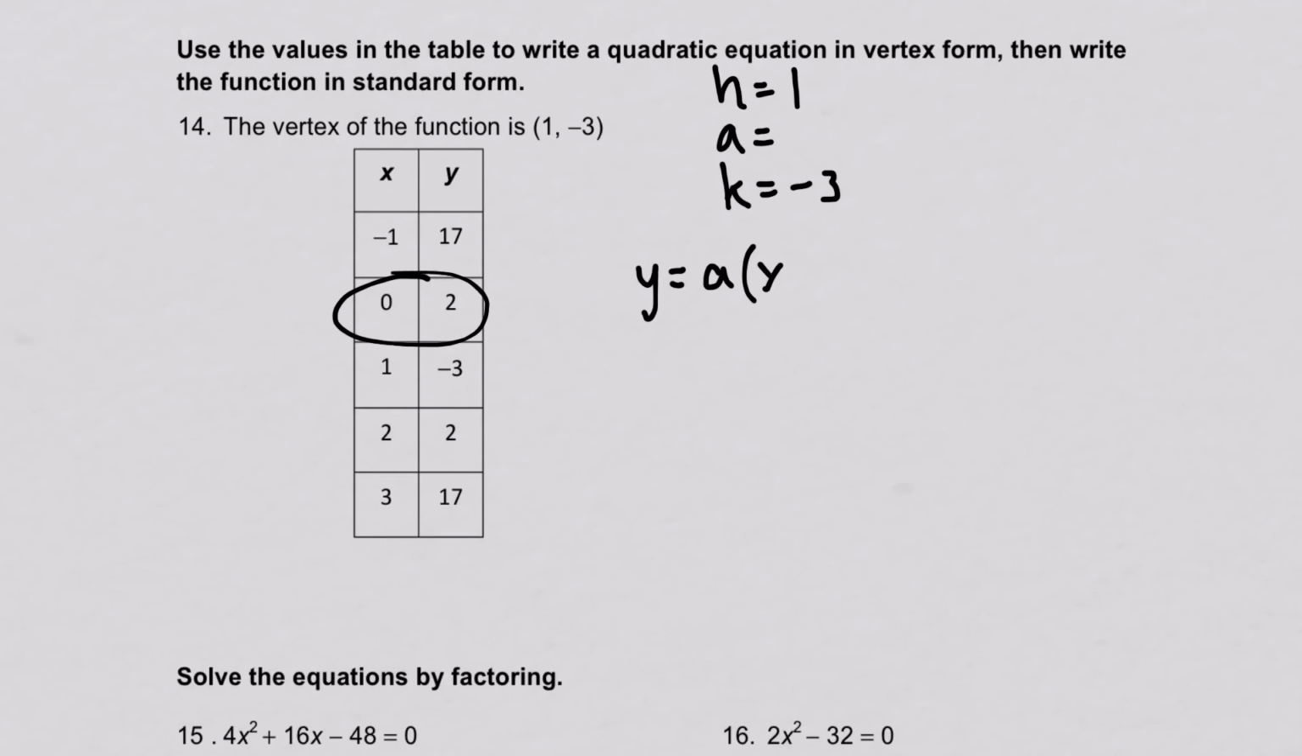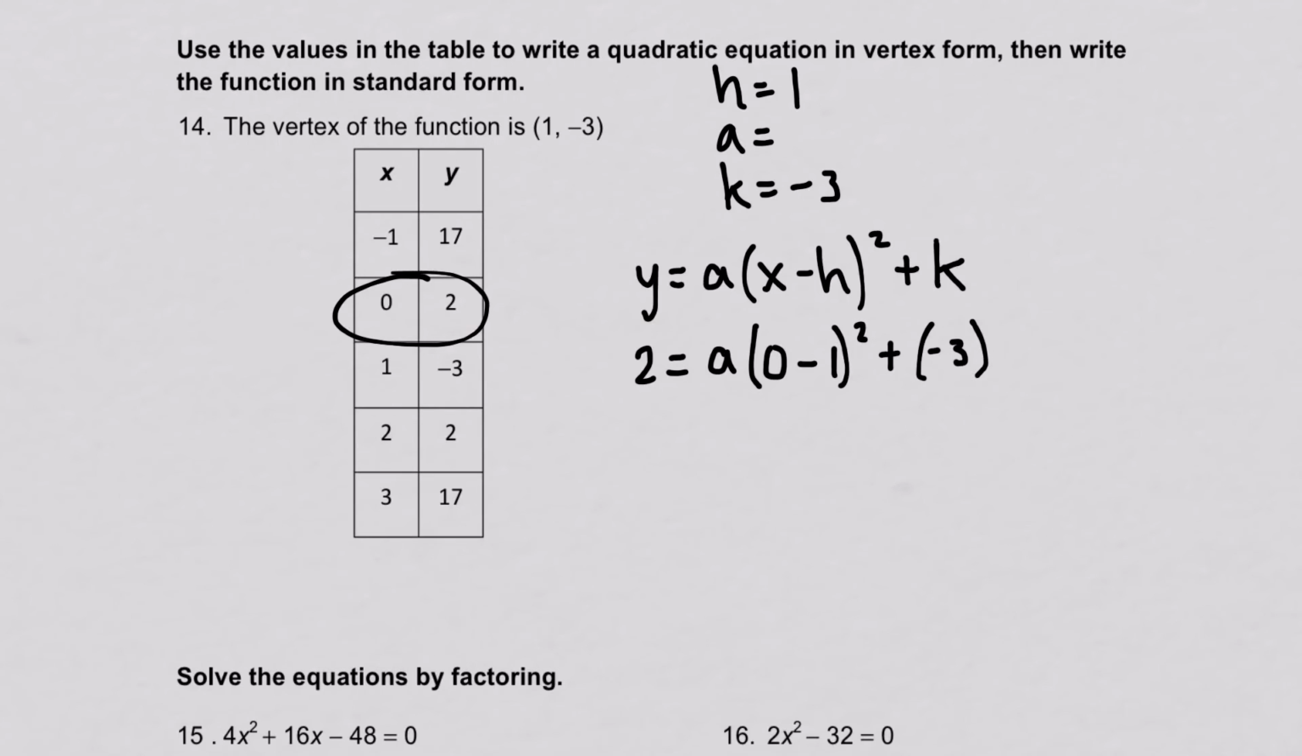a times the quantity x minus h squared plus k. Okay, they always look like that, right? Absolute value functions, cubic functions, quadratic functions, they always look the same way. Using the values that I just found, I am going to start substituting in. So for y, I plug in 2. a is the one I'm trying to find, so just leave it as a. For x, I plug in 0. For h, I plug in 1. And for k, negative 3.